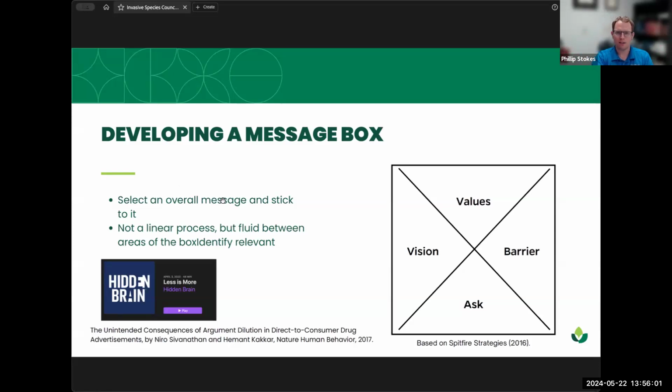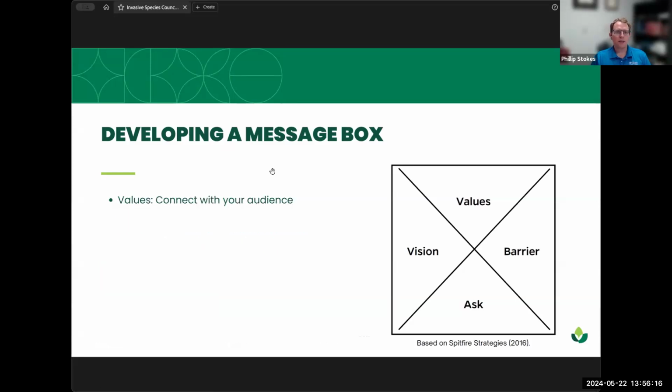And within this box, we have values, barrier, ask, and vision. It's not a linear process. You can talk about these in a conversation or even a presentation in any order. So the first one there is values. You've determined the message that you want to share.